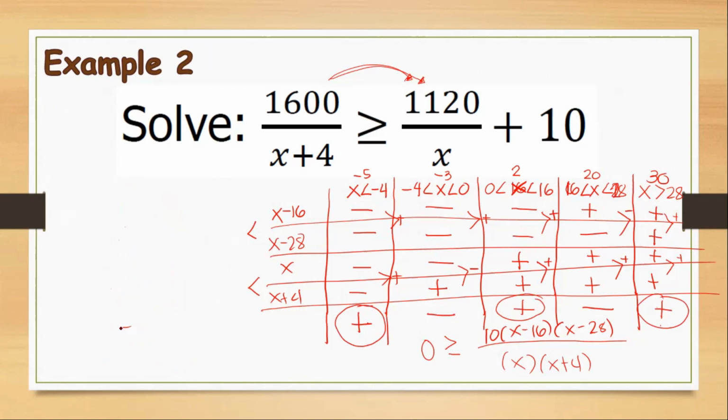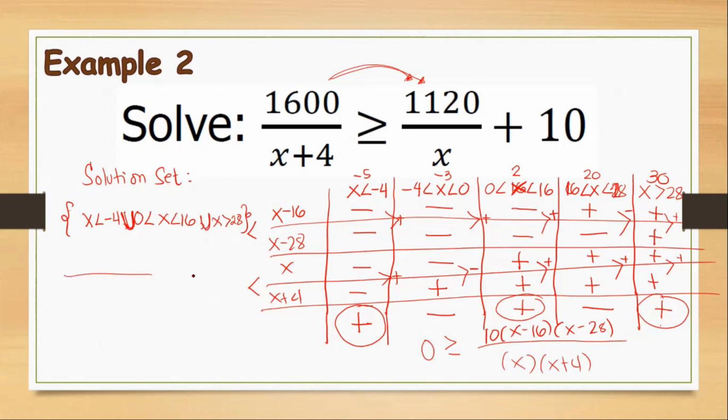So our solution set will be values for x less than negative 4, values from 0 less than x less than 16, and that's union x greater than 28. Okay, this is the solution set for the answer on this inequality.